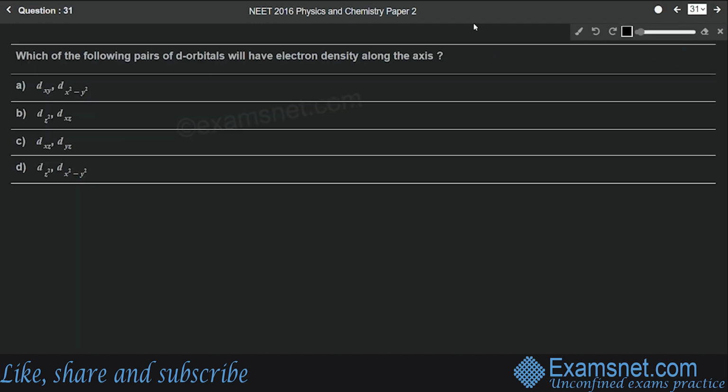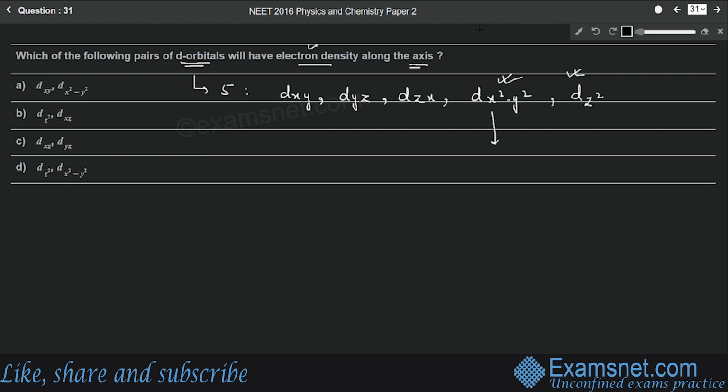Question number 31 is from the chapter Structure of Atom, and the question is which of the following pairs of d orbitals will have electron density along the axis. So how many d orbitals are there? There are 5 d orbitals, and these are dxy, dyz, dzx, dx square minus y square, and the last one is dz square. Now the question asks which of them will have electron density along the axis. So the correct answer will be the last two, that means dx square minus y square and dz square.